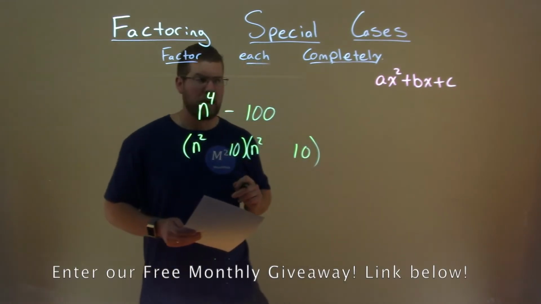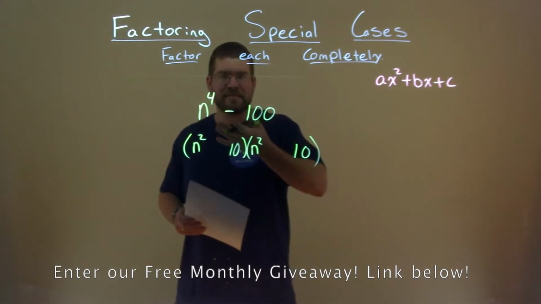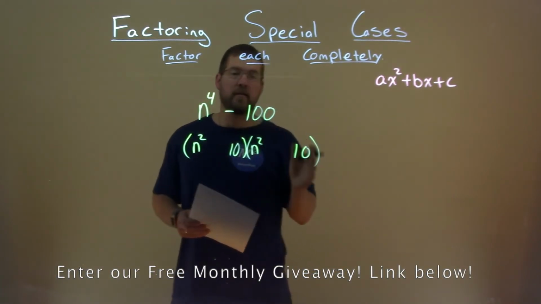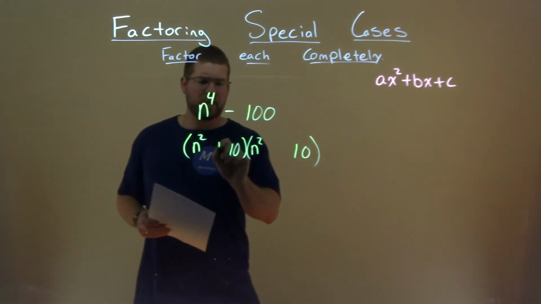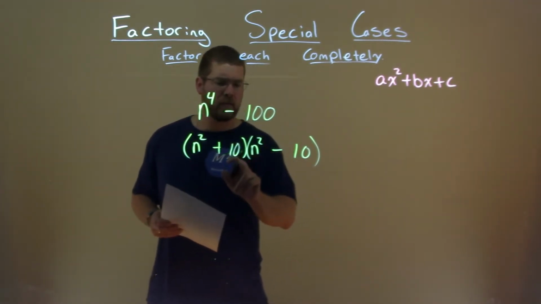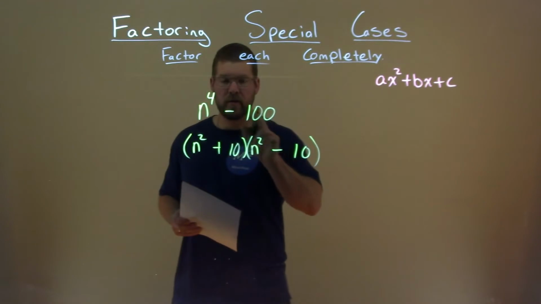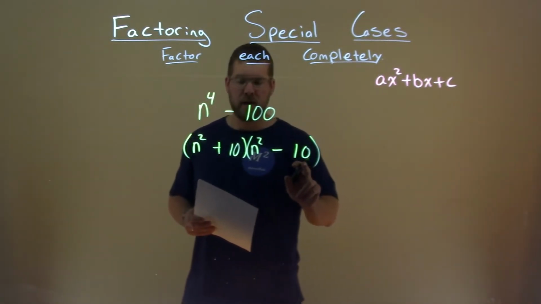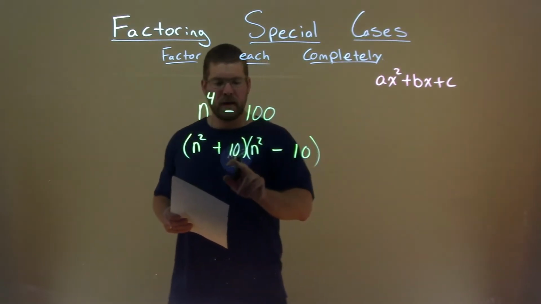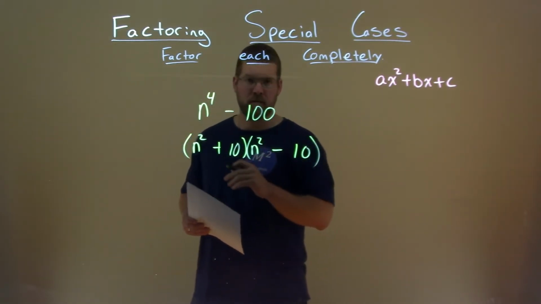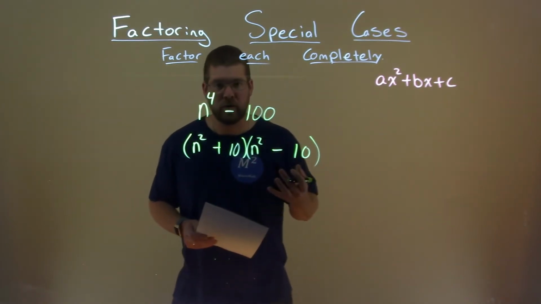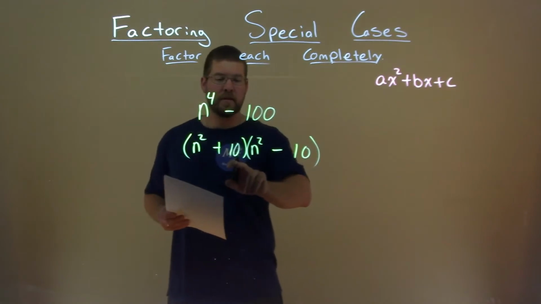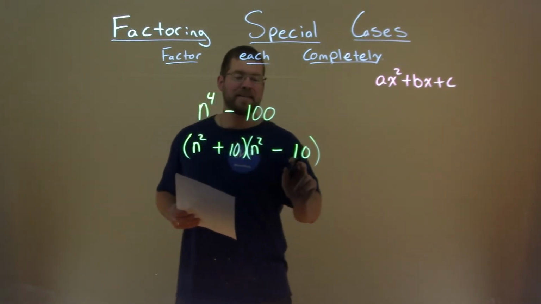We do not have a b value right now. That b value is 0, so it's not written. So what's going to happen here? How do we make sure that when we multiply this out, we don't get a b value? And that's going to be a plus and minus. That helps us with 10 times negative 10, which is a negative 100. Got it. But watch this. N squared times a negative 10 gives me negative 10 n squared. 10 times n squared is a positive 10 n squared. Add them together, you get 0. No b value. So we have our final answer here. N squared plus 10 times n squared minus 10.